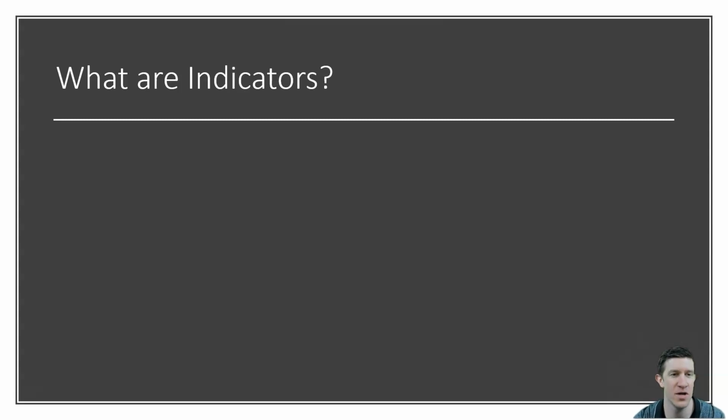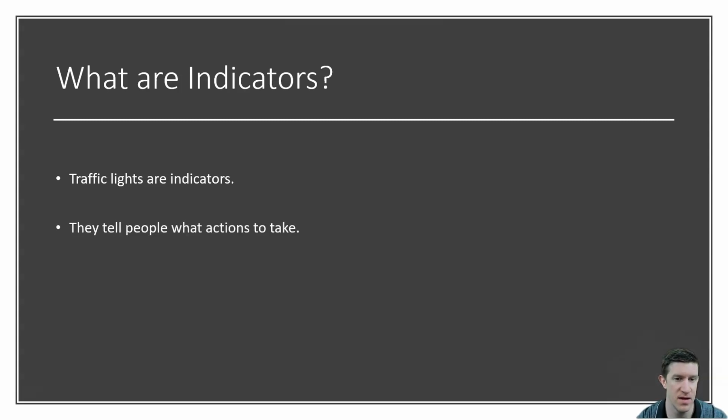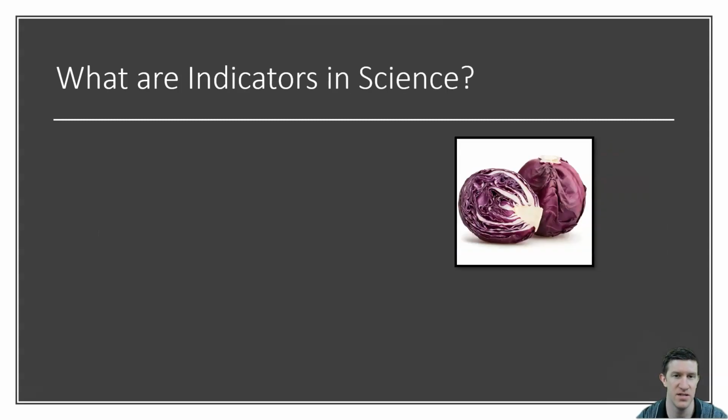Alright, so to start off with, we're going to look at this concept of an indicator and what it actually means to be an indicator. So traffic lights are indicators. We've seen them all the time. They tell us whether we can stop or whether we can go. They tell us what actions we can take in a scenario. The color of the light, the indicator, tells us what to do, whether we can go on green, stop on red. So an indicator in science is virtually the same thing.